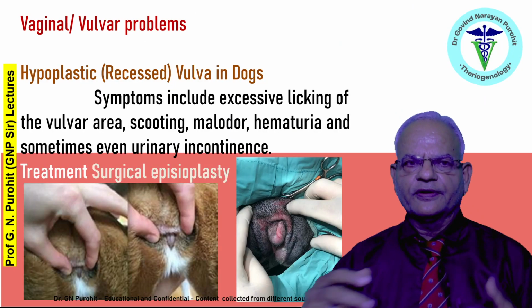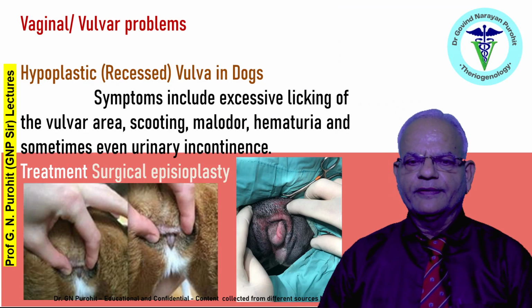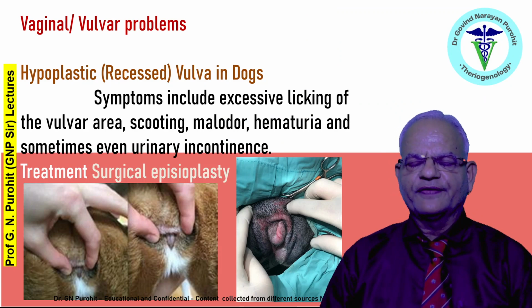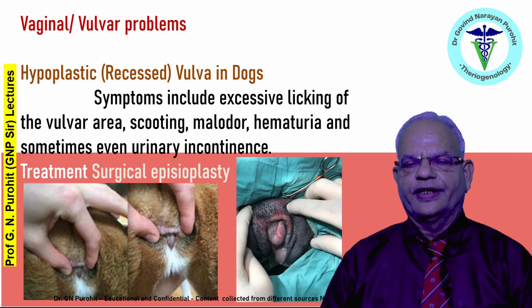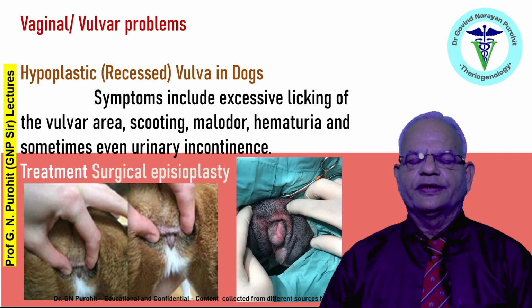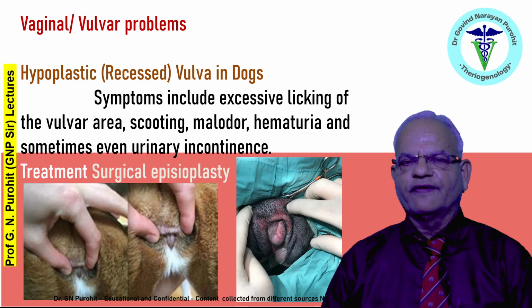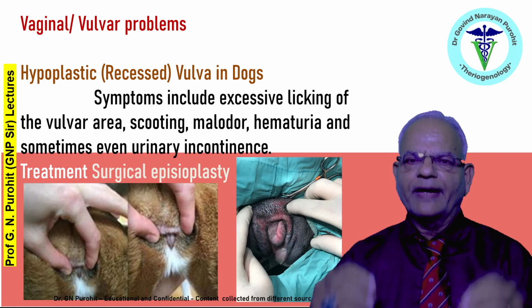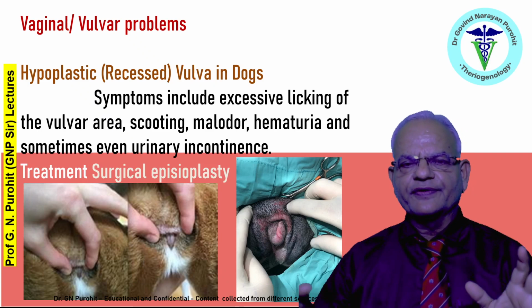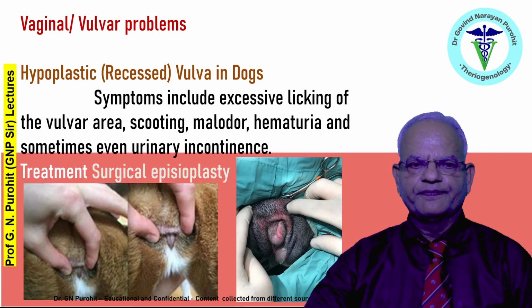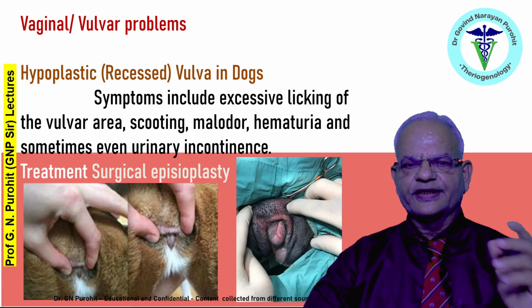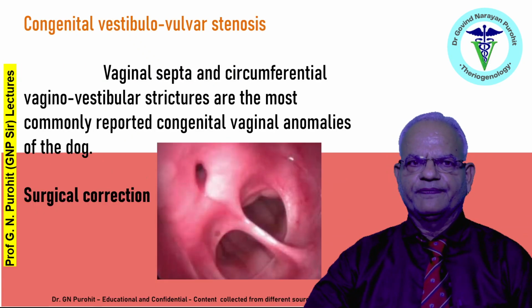Now, first we talk about the vaginal and vulvar problems. The hypoplastic vulva in dogs has been reported, and symptoms include excessive licking of the vulvar area, scooting, malodor, hematuria, and sometimes even urinary incontinence. The treatment for this condition is surgical episioplasty.